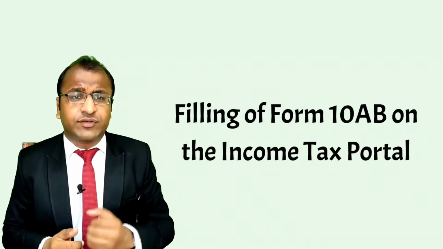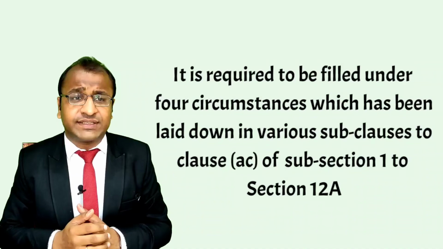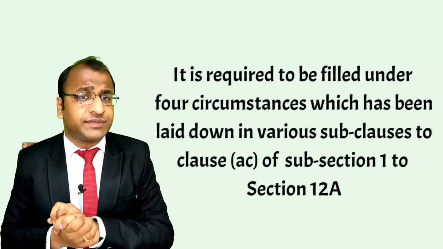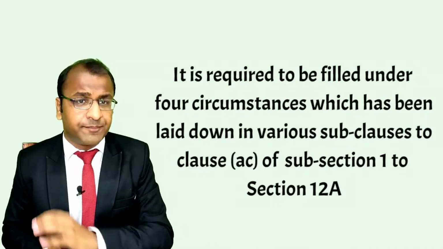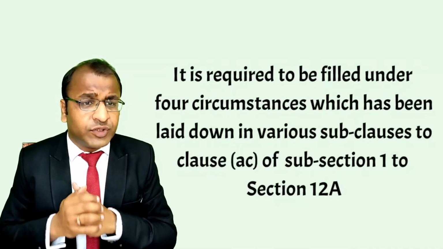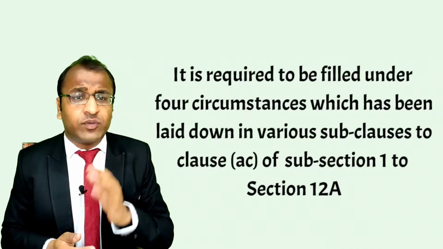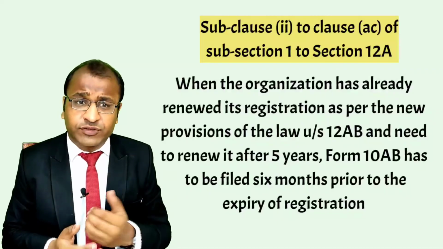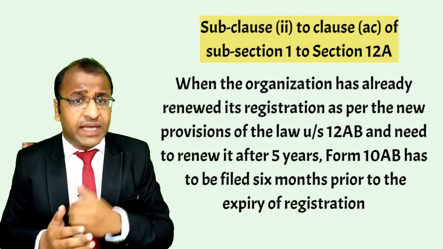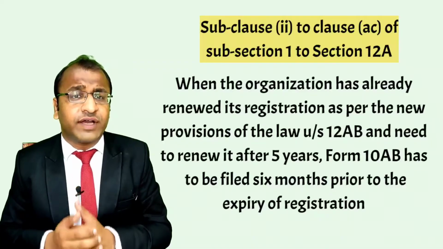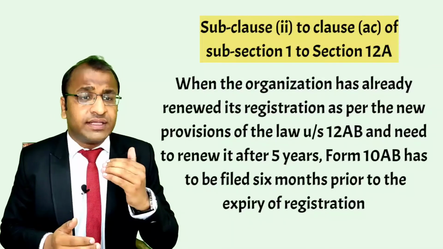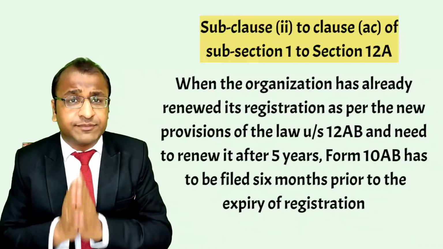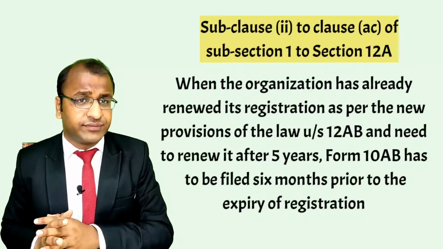Form 10AB is required to be filed under 4 circumstances which have been laid down in various subclauses to clause AC of subsection 1 to section 12A. Under subclause 2, it is required to be filed when the organization has already renewed its registration as per the new provisions of the law under section 12AB and needs to renew it after 5 years again. In such cases, Form 10AB has to be filed 6 months prior to the expiry of the registration.